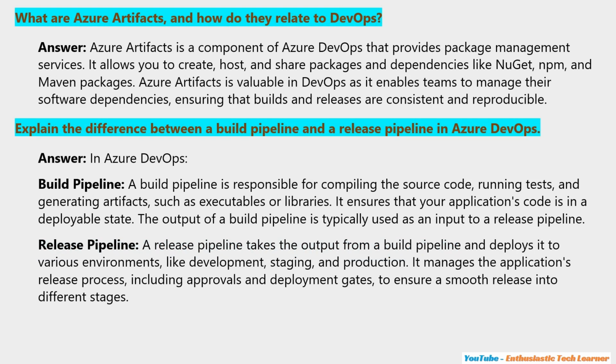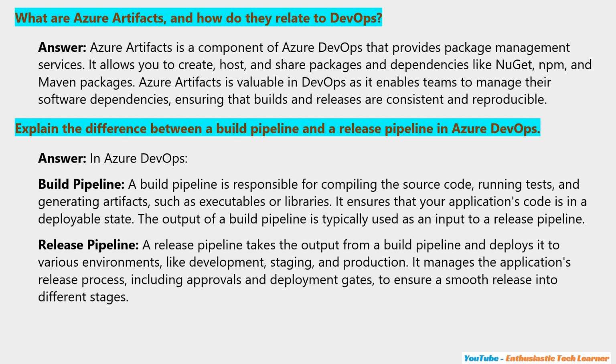What are Azure Artifacts and how do they relate to DevOps? Answer: Azure Artifacts is a component of Azure DevOps that provides package management services. It allows you to create, host, and share packages and dependencies like NuGet, NPM, and Maven packages. Azure Artifacts is valuable in DevOps as it enables teams to manage their software dependencies, ensuring that builds and releases are consistent and reproducible. Explain the difference between a build pipeline and a release pipeline in Azure DevOps.